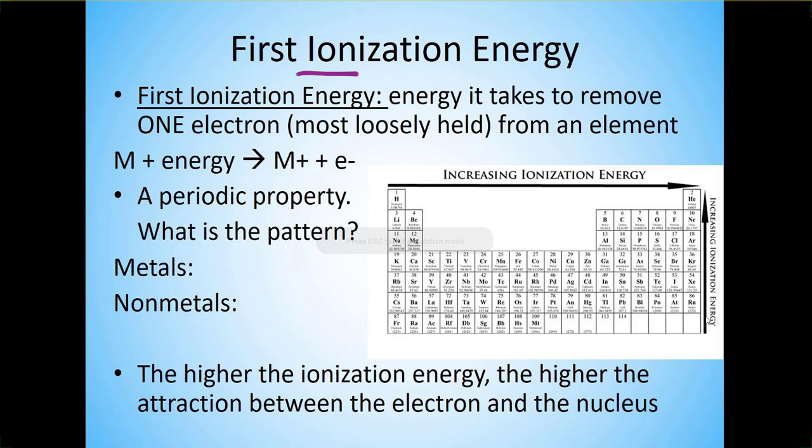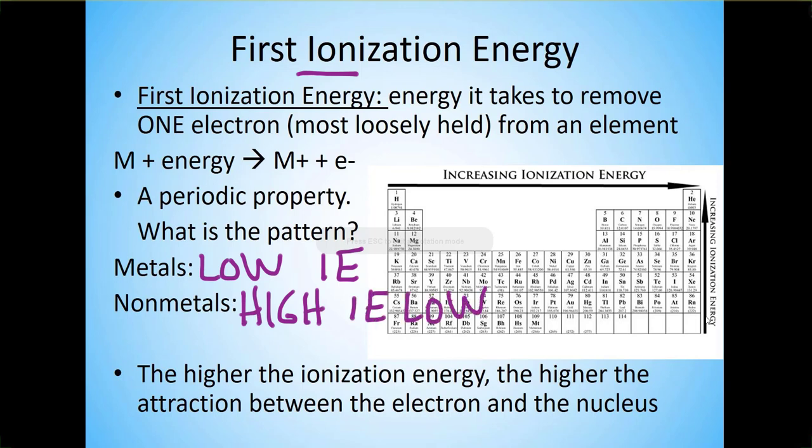And most of the time this happens with metals. So metals have a very low amount of ionization energy. Nonmetals have a high amount of ionization energy. So again, low over here with metals and high over here with our nonmetals. So this is the trend. As I go towards those nonmetals, this is an increasing in the ionization energy, and as I go up, there's an increasing in ionization energy. The higher the ionization energy, the higher the attraction between the electron and the nucleus.